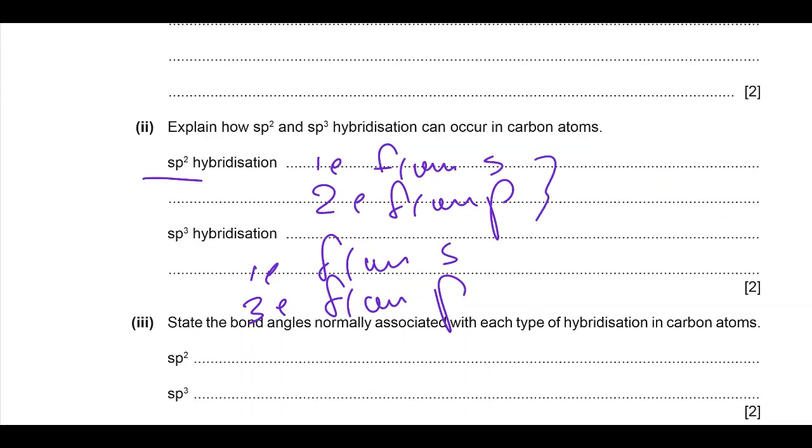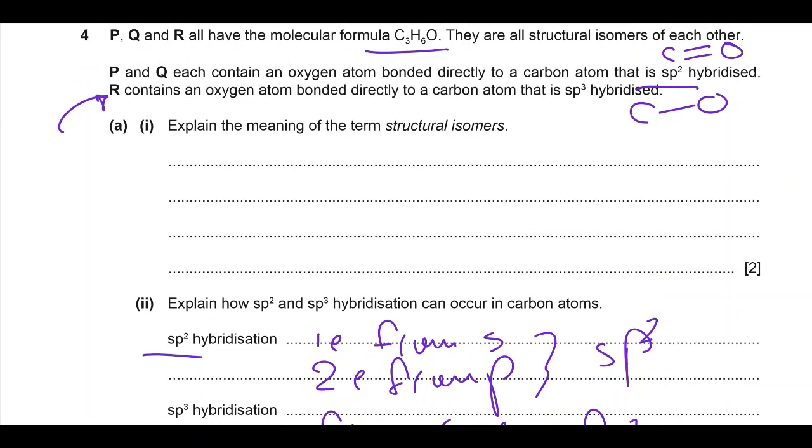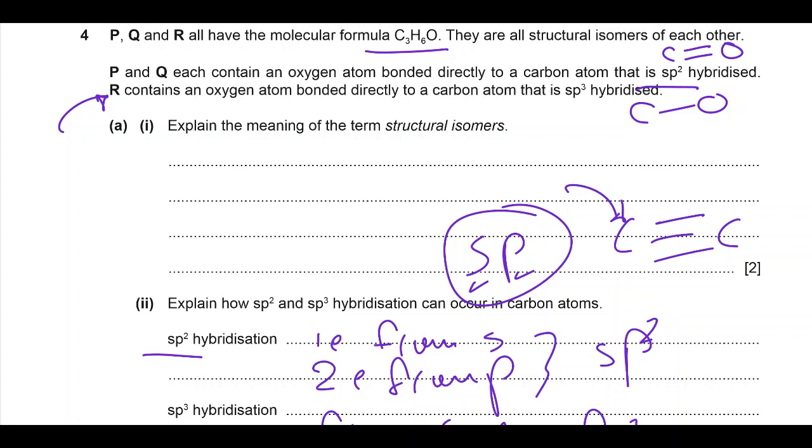So it's called sp2 and here sp3. Just extra info, maybe you'll have it in another question: sp, one electron from s, one electron from p. You'll find it where? In the carbon's triple bond. Here the hybridization of these carbons is sp, because you have two sigma bonds, this one and this one. So one electron from here, one electron here.